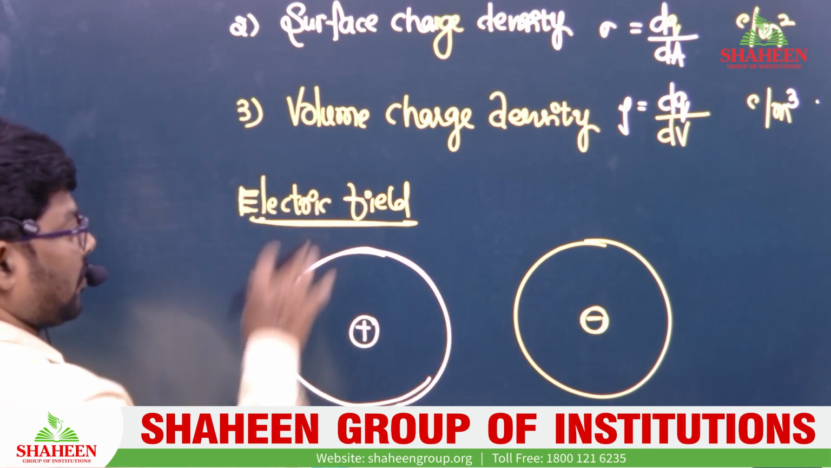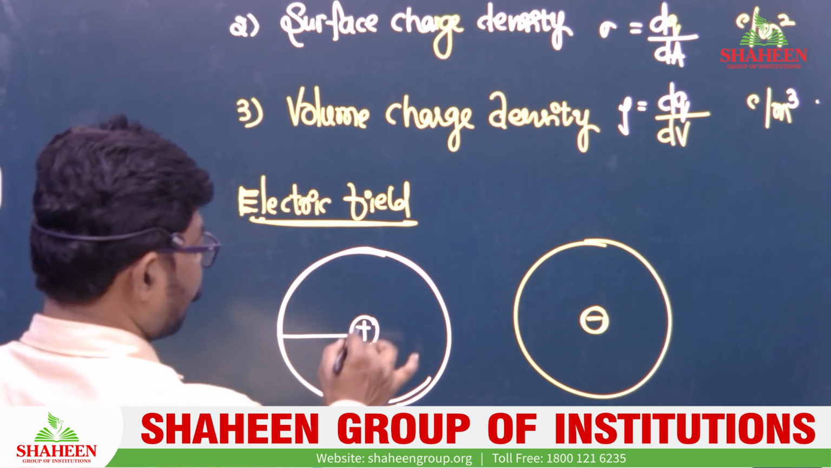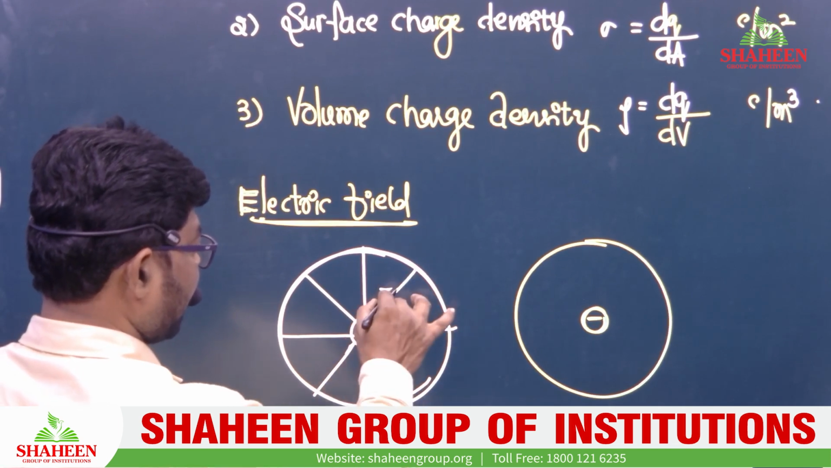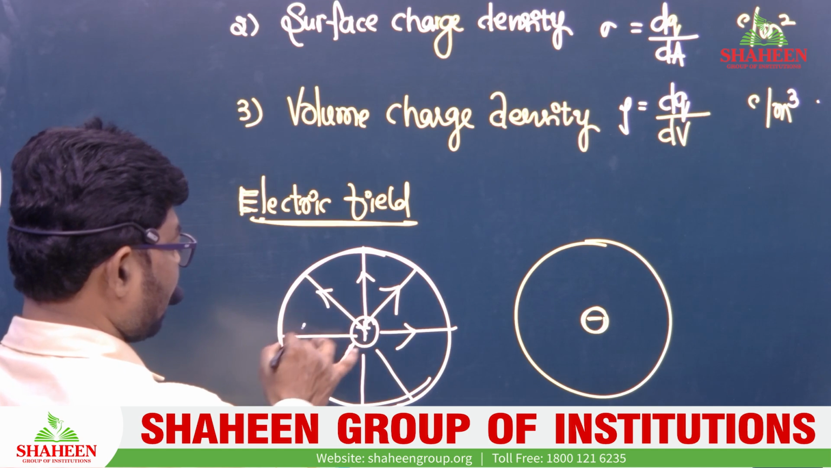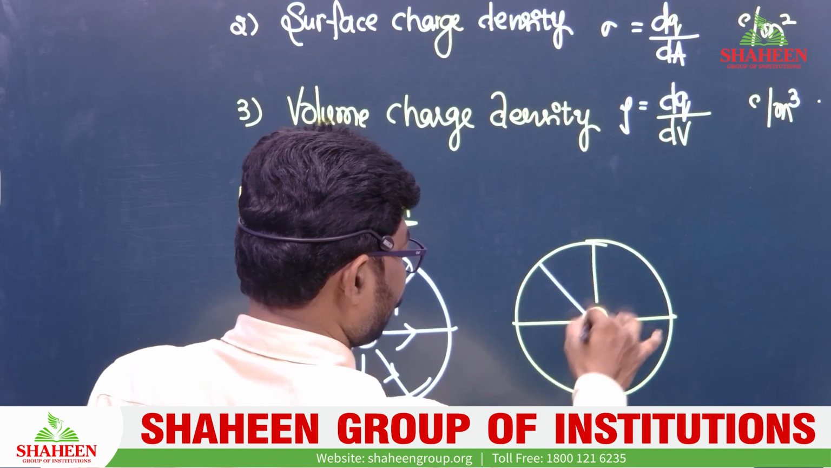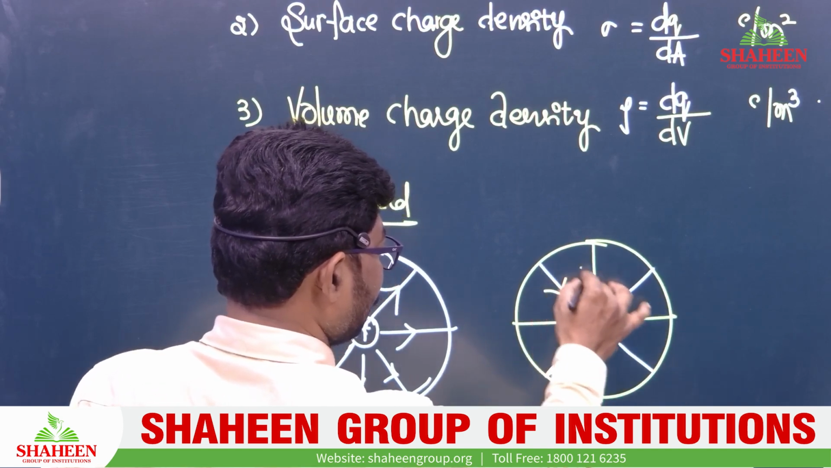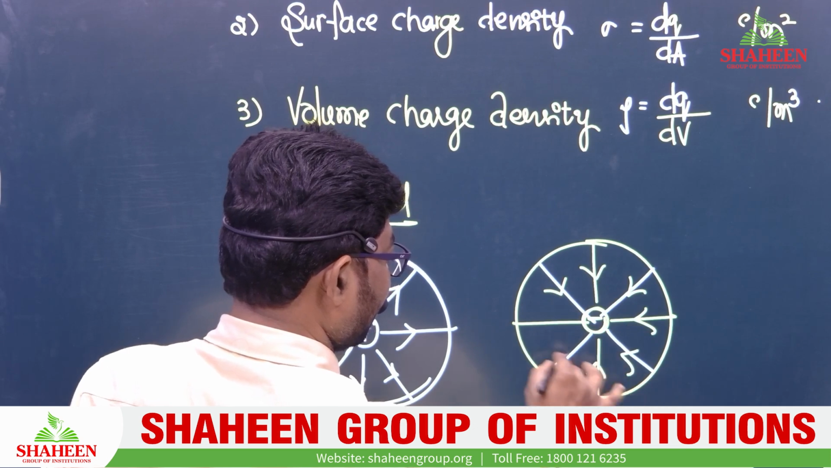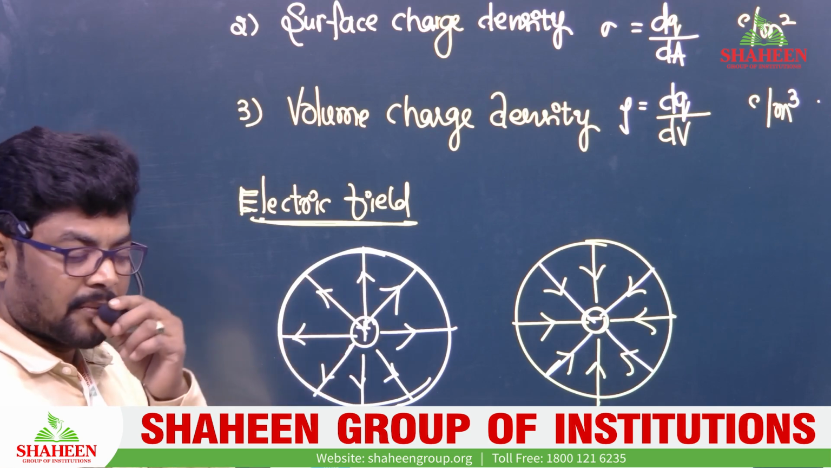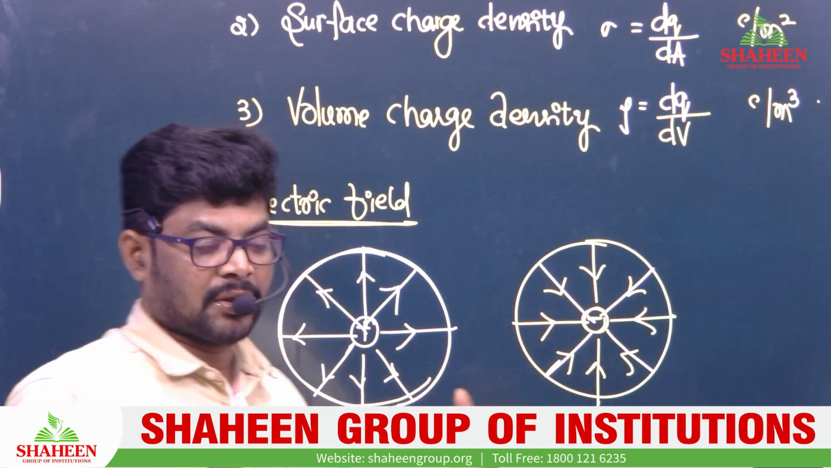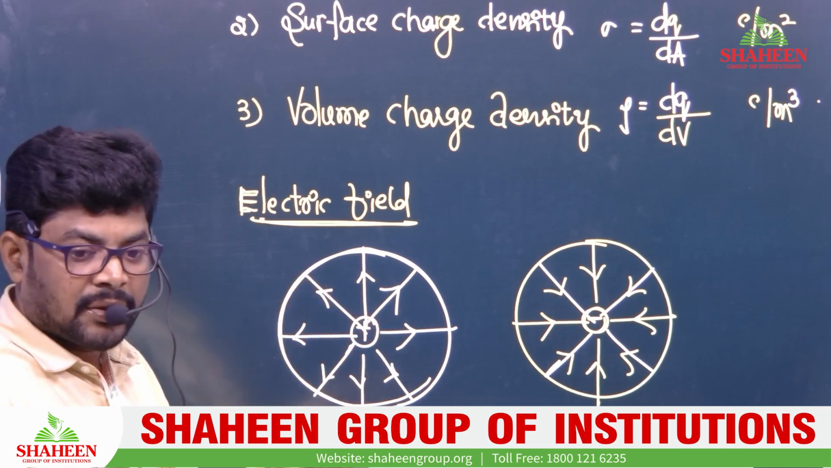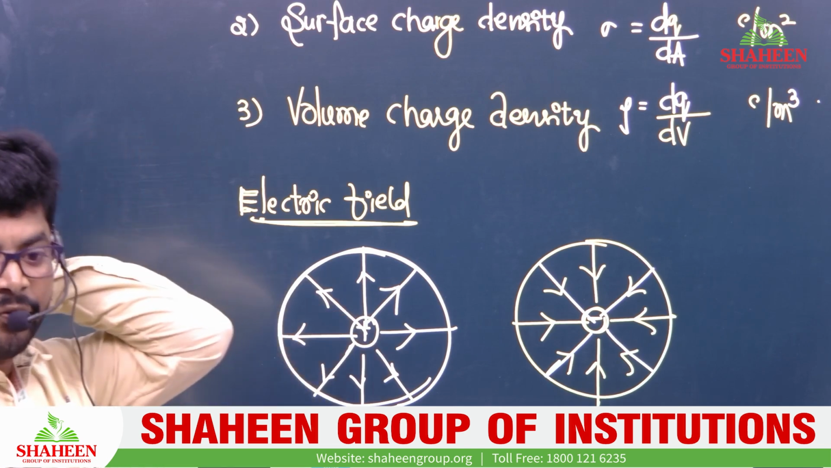This region is called the electric field. The space is extended in the form of imaginary lines, and those imaginary lines are called electric field lines. If it is a positive charge, the lines go away from the charge; if it is a negative charge, they go toward the charge. How far the effect of an electric charge extends is called the electric field.